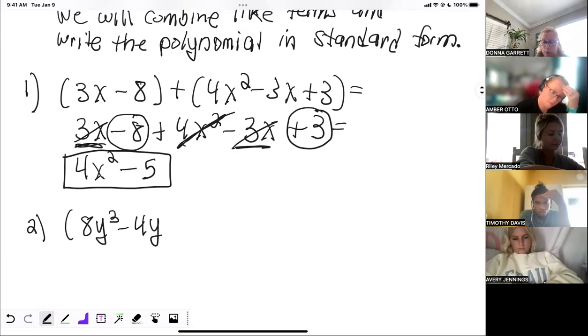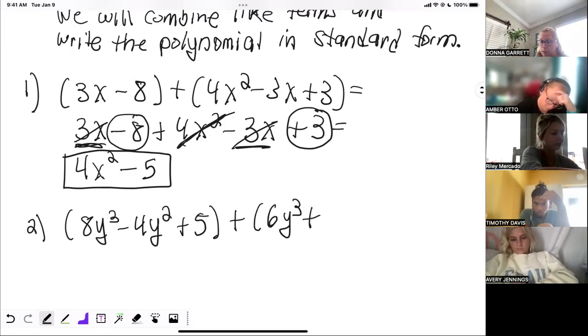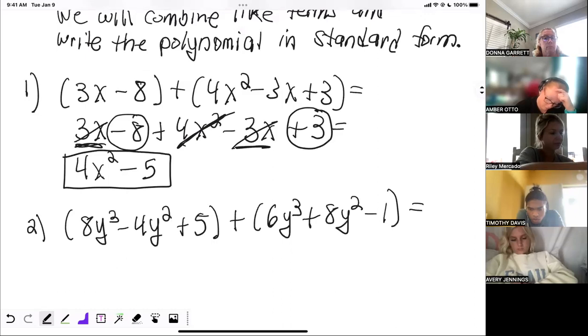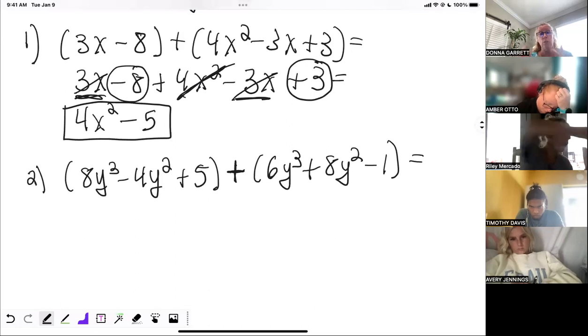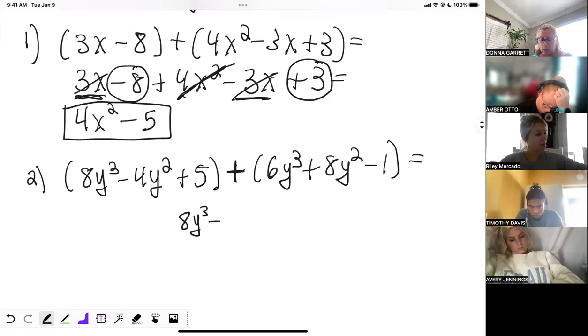So 8y cubed minus 4y squared plus 5, adding 6y cubed plus 8y squared minus 1. So again, when you're adding, you have to have that add sign in between. If you had the add sign in between, you don't need the parentheses. But this is going to help me do it vertically. So what we're going to do is take one, write it down. It doesn't even matter which one because it's adding, it doesn't matter which order you add.